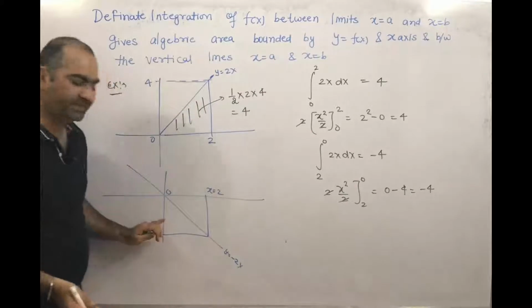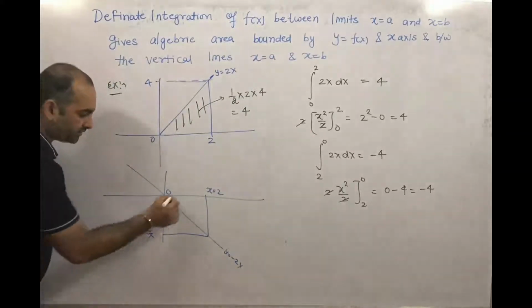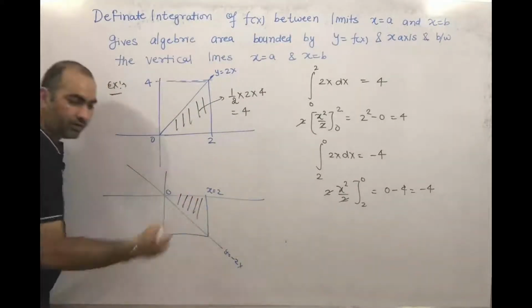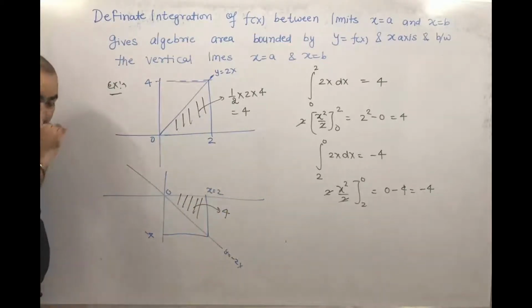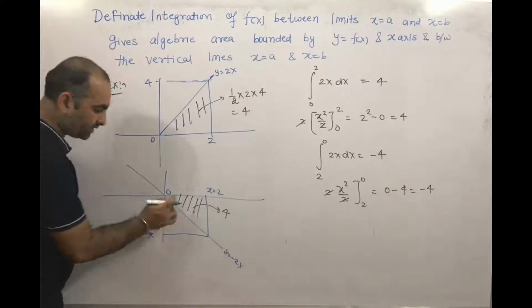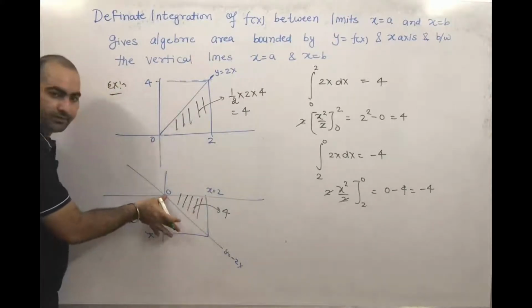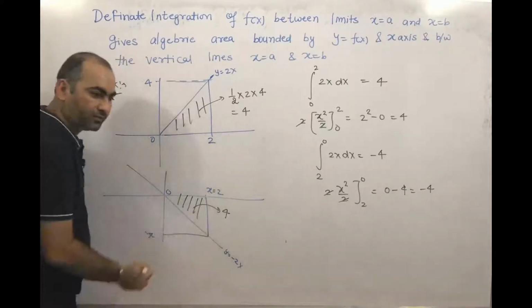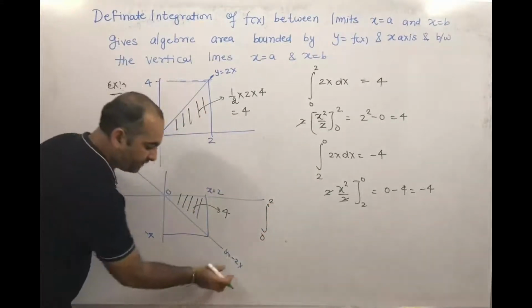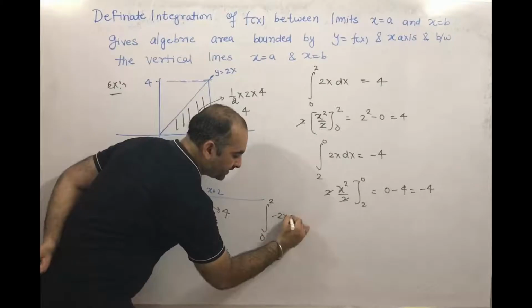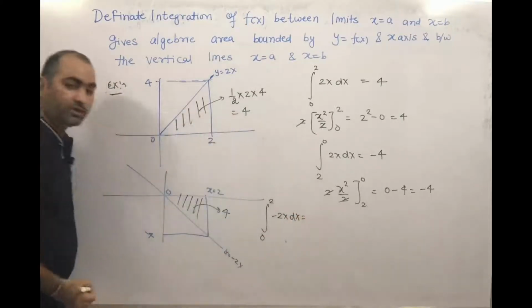Similarly, if I take below the x-axis, if I check this area, the magnitude is 4 only. Now you can check: base is 2 and height is 4, so area is 4. Now here also, if you do integration 0 to 2 of f(x) dx, f(x) is minus 2x dx.